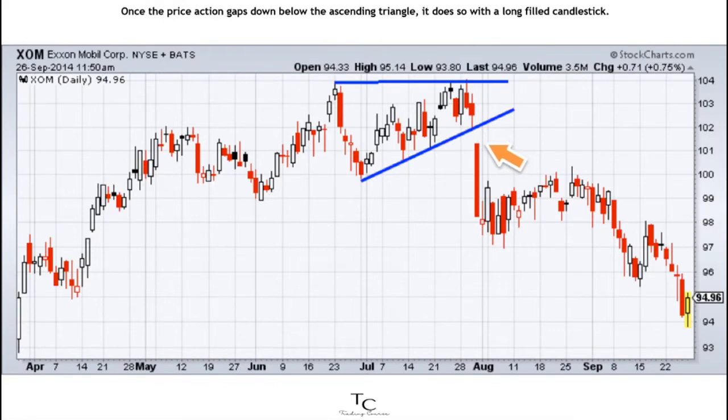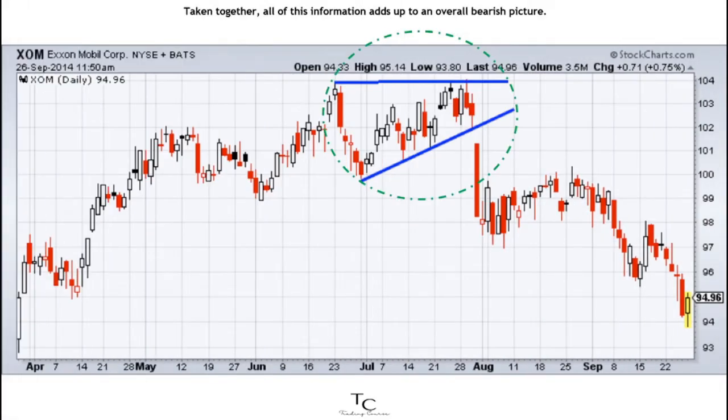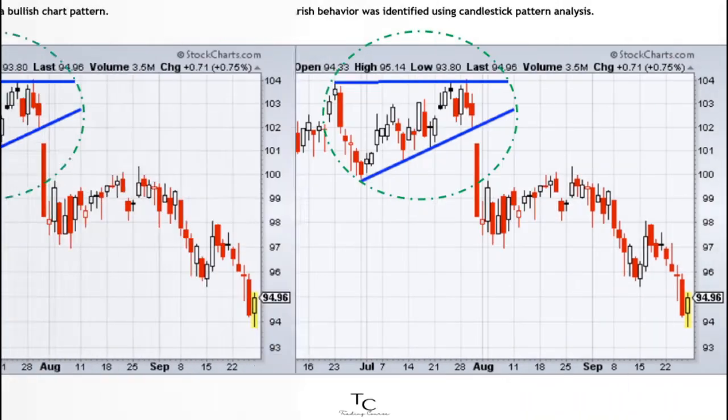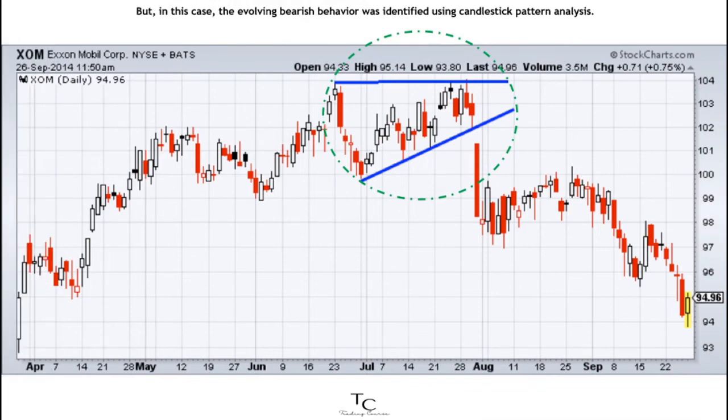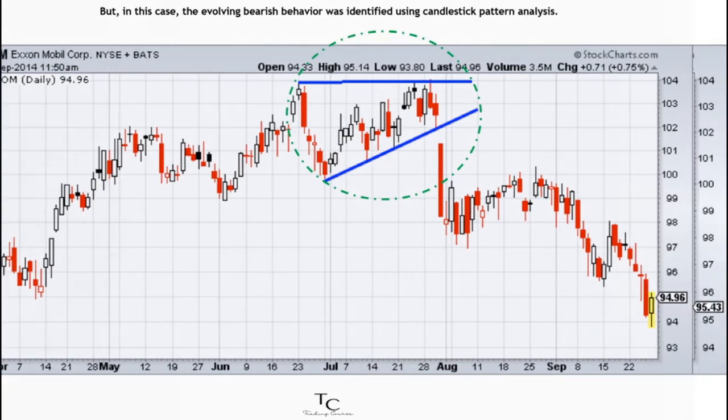Once the price action gaps down below the ascending triangle, it does so with a long-filled candlestick. Taken together, all of this information adds up to an overall bearish picture. An ascending triangle is traditionally recognized as a bullish chart pattern. But, in this case, the evolving bearish behavior was identified using candlestick pattern analysis.